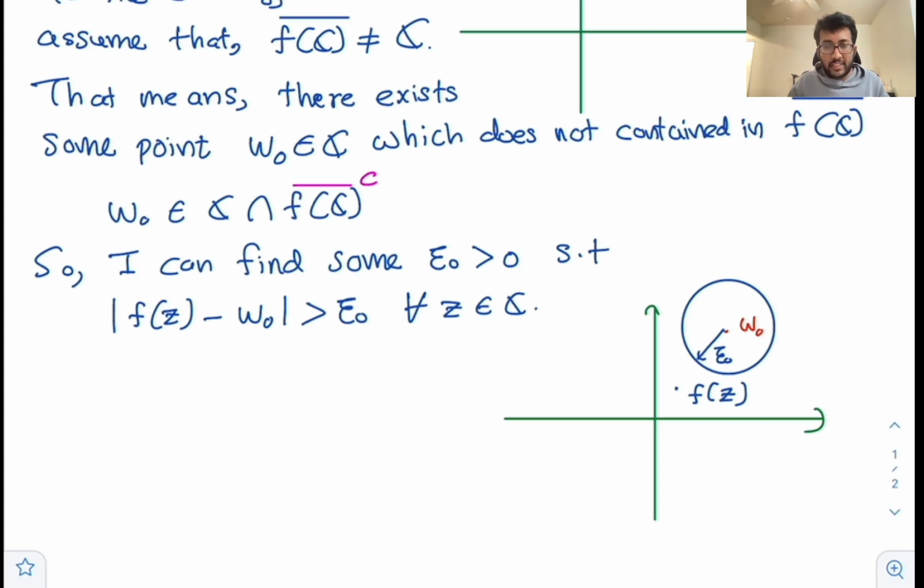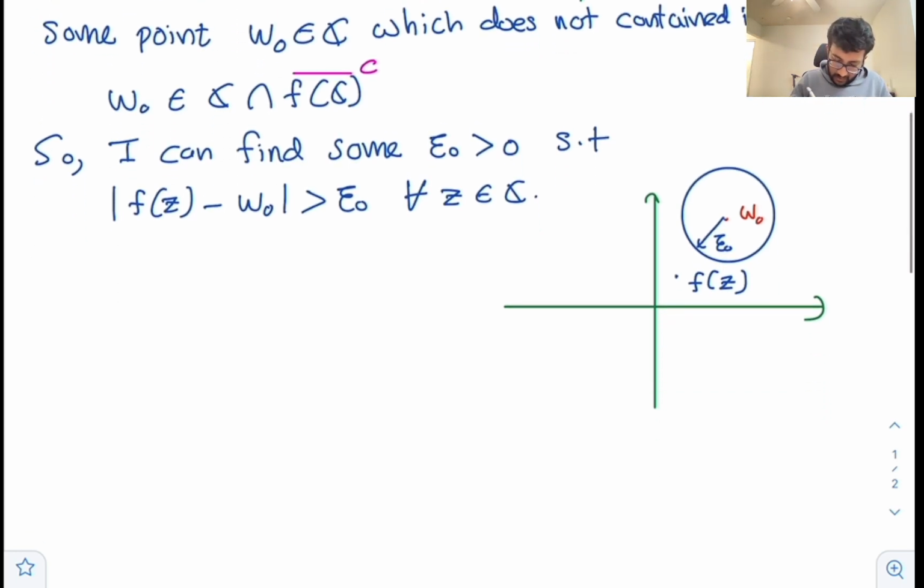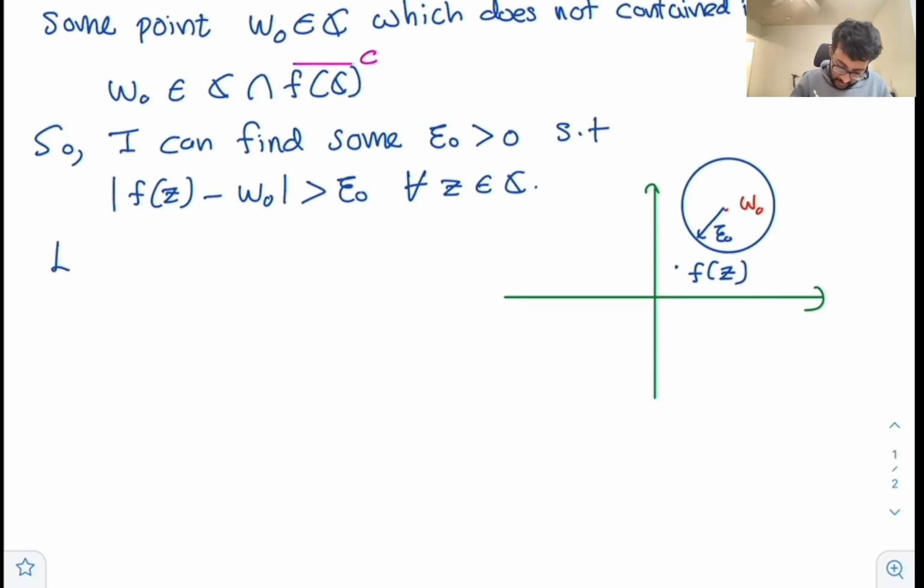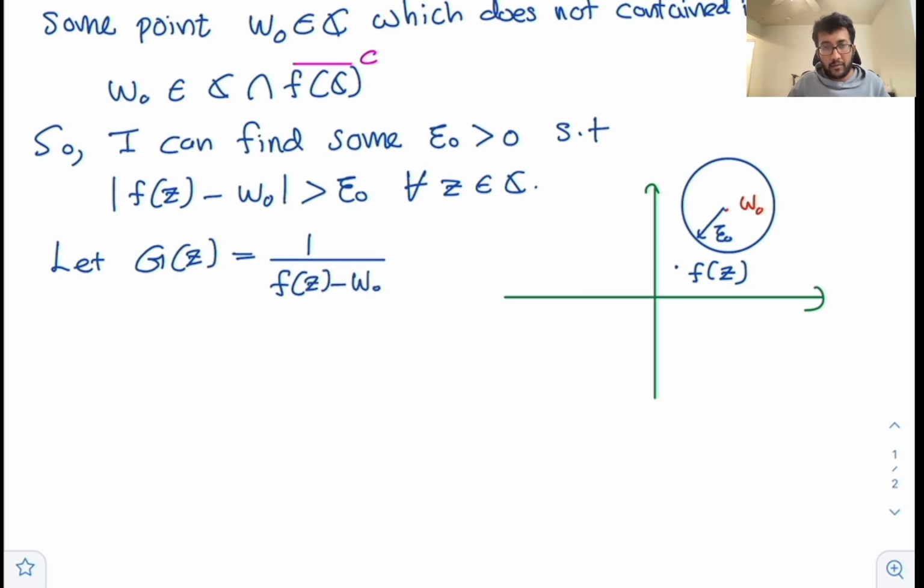Now I'm going to use this fact to apply Liouville's theorem. I'm going to construct another new function, capital G. Let capital G(z) be equal to 1 divided by f(z) minus w naught, right?